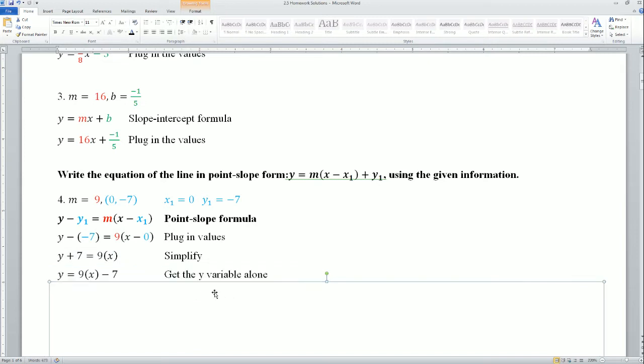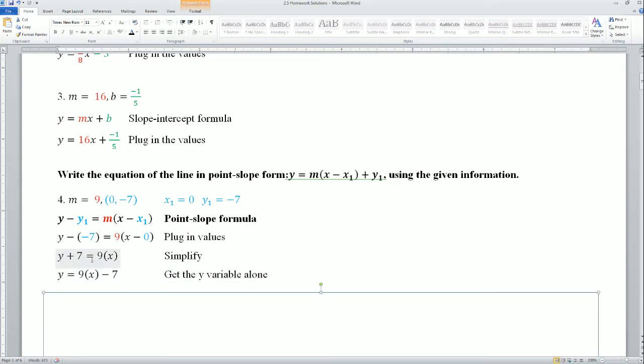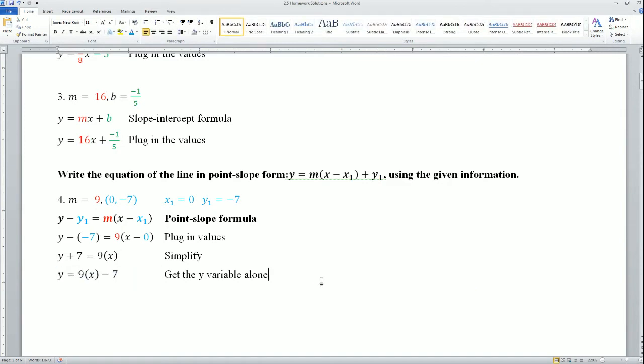Now you want to get the y alone, so I subtract 7 from both sides. That gets me y equals 9x minus 7. This would be the correct format.